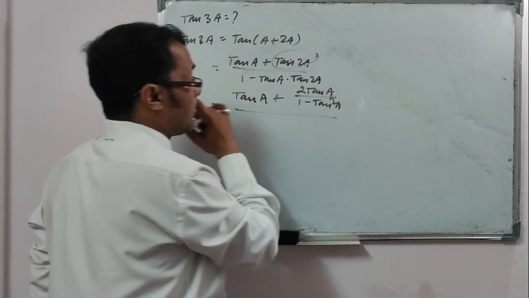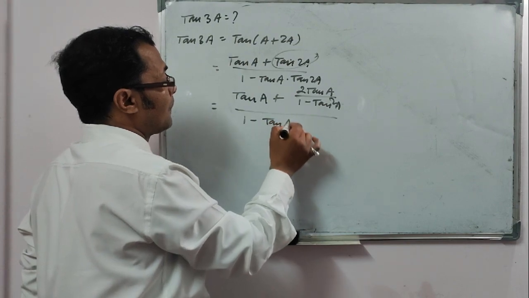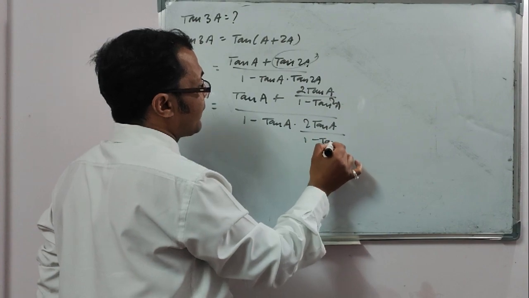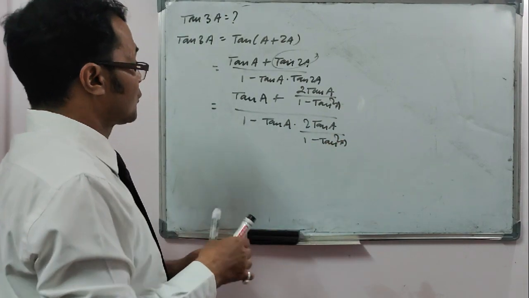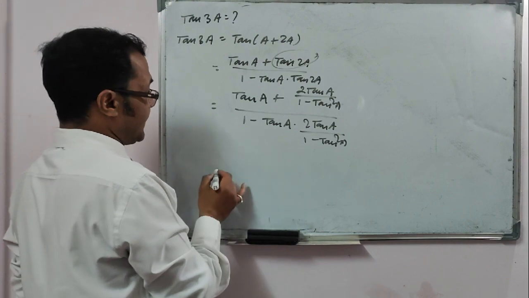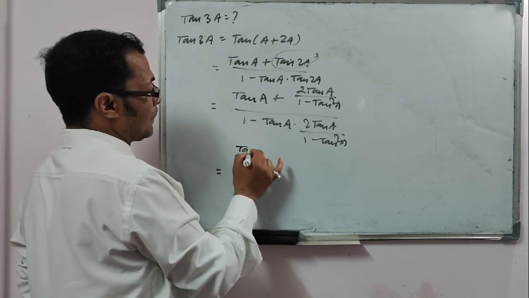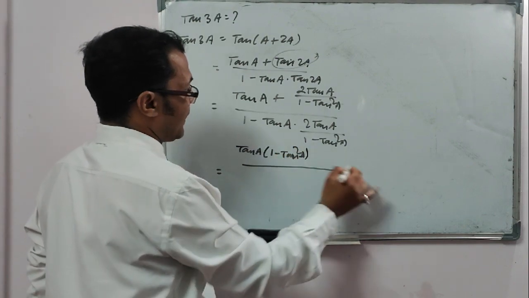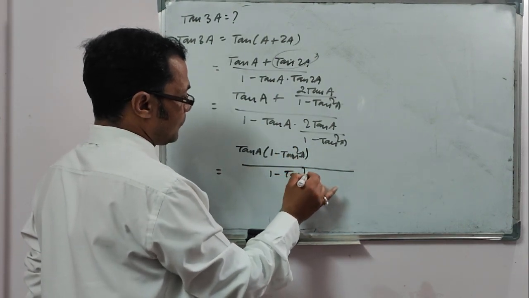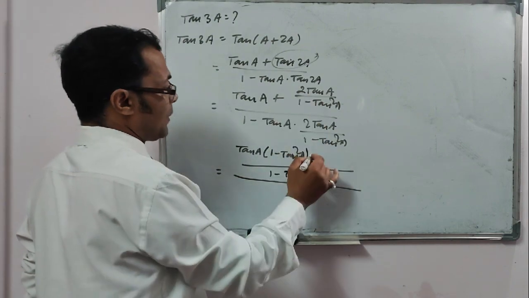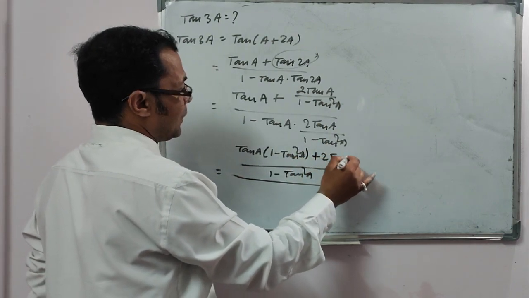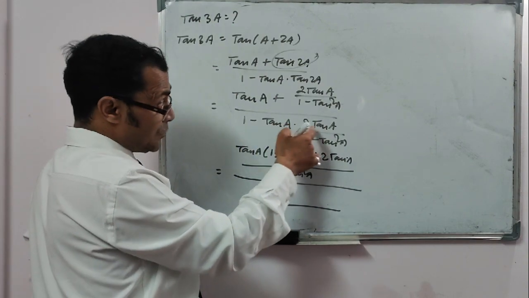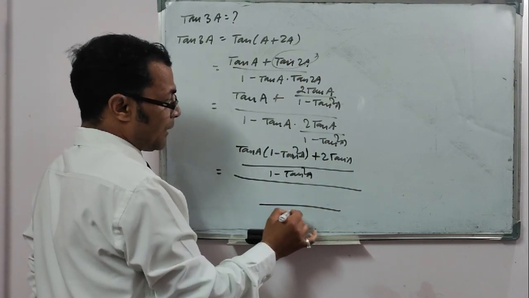Upon 1 minus tan A into, here also the same, 2 tan A by 1 minus tan square A. Alright? So what you get is tan A times 1 minus tan square A. I've just taken the LCM at once, 1 minus tan square A together, okay? And plus 2 tan A. And here also, you get 2 tan square A. Tan into tan means 2 tan square A, right? And 1 minus tan square A.